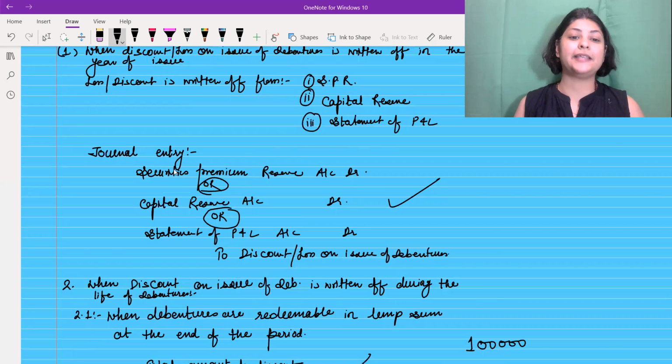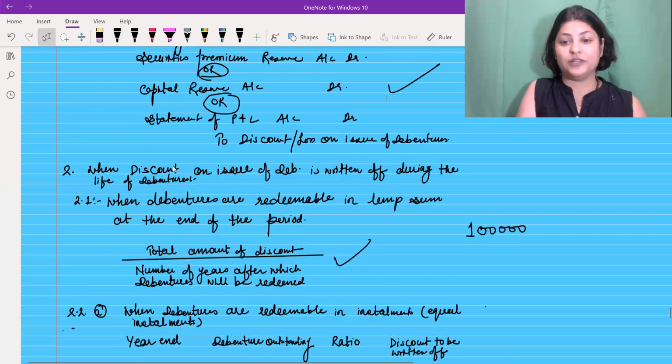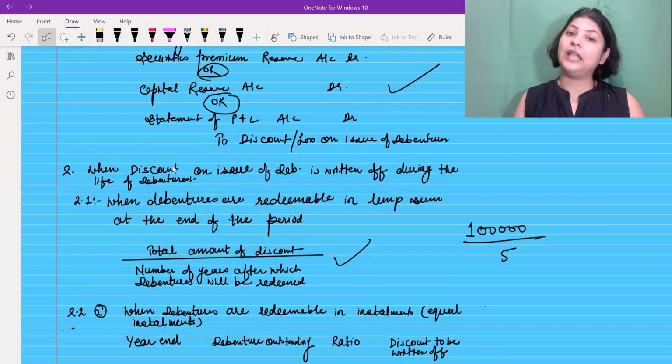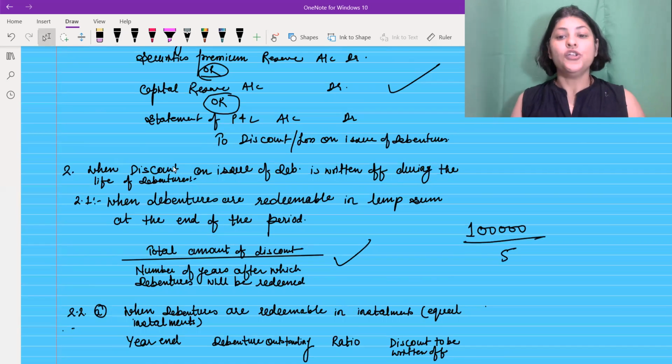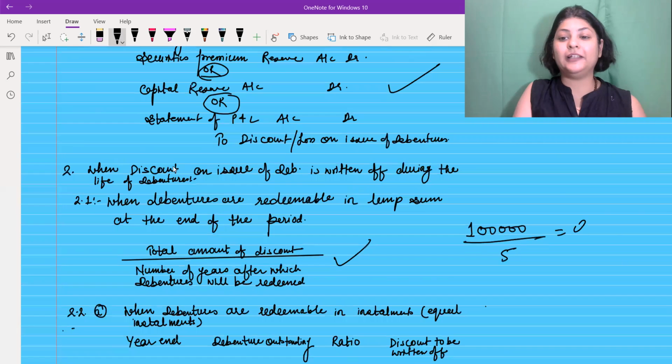For example, nothing is there, security premium reserve, no balance is available, capital reserve, no balance is available, only statement of profit and loss is there. So you will use statement of profit and loss, debit, to discount on issue of debenture entire 1 lakh rupees. But when you are writing off discount on issue of debenture over the life of debenture, let's say the life of debenture is 5 years. So you are going to divide this amount by 5. 5 is what? The life of debenture, which is 5 years. So your answer is going to come 20,000 rupees.